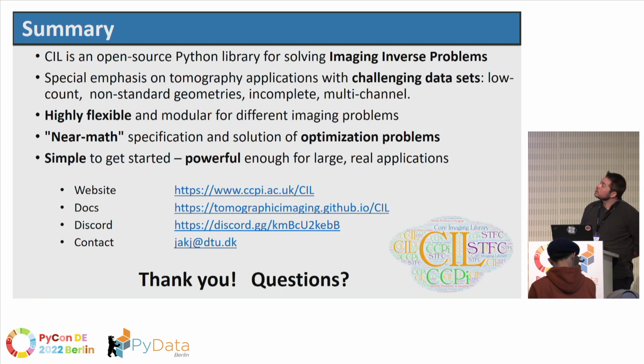So we have CIL, an open source Python library for solving inverse problems, specifically for imaging type problems. And in particular, we have worked a lot with challenging CT image data sets, so very noisy, low count data, time resolved, non-standard imaging setups, and multi-channel type images. It's highly flexible. As you can see, we can put together different regularizers, different data fidelities, and use different algorithms to solve the problem.